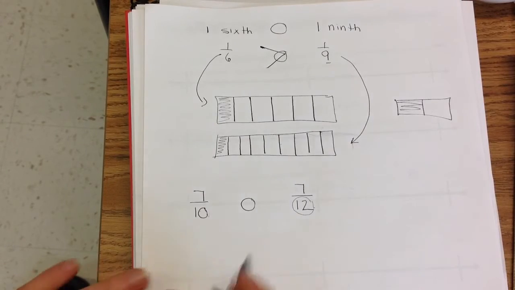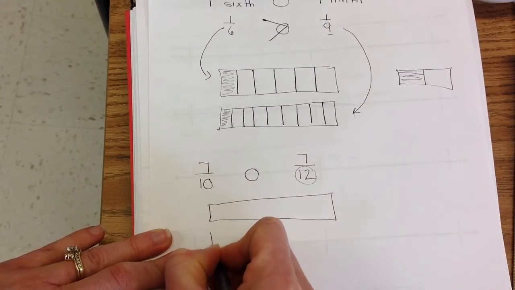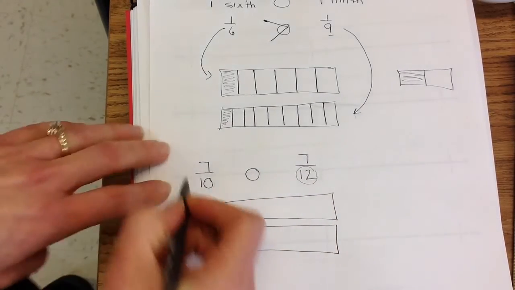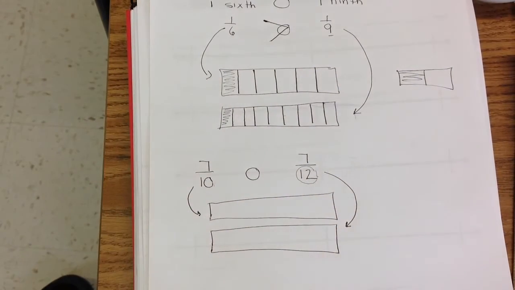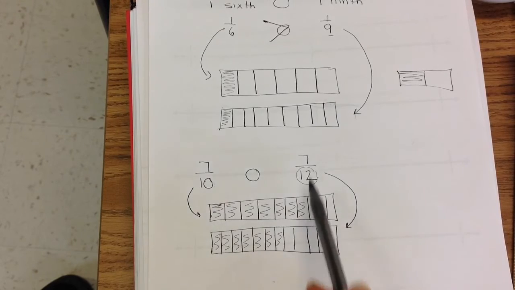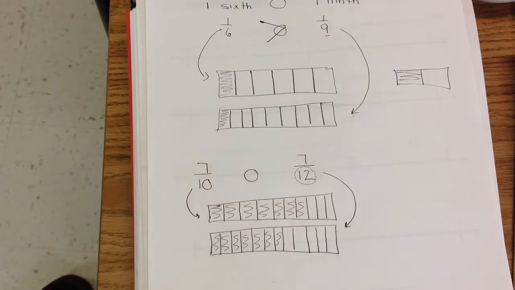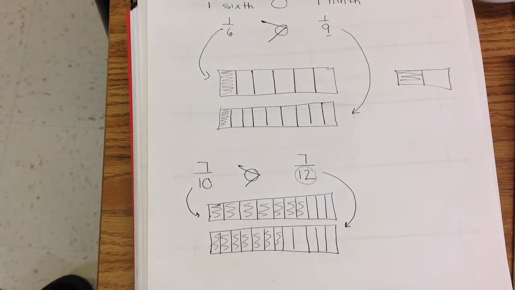Go ahead and pause while you draw your model. Remember, they have to be the same length. And create 7/10 and 7/12. Go ahead and pause while you do that. Hopefully your first guess was correct, that 12ths, since they're so much smaller, only 7 of them is not going to be nearly as large as if you had 7 of the 10ths. So therefore 7/10 is the bigger fraction.